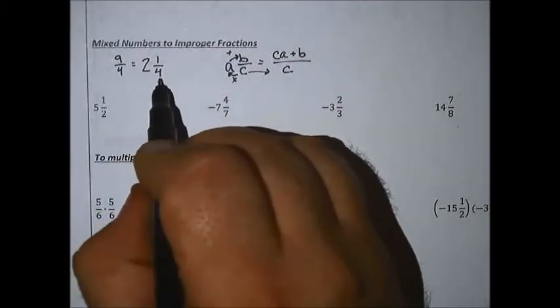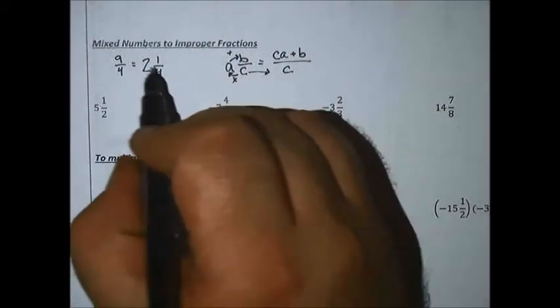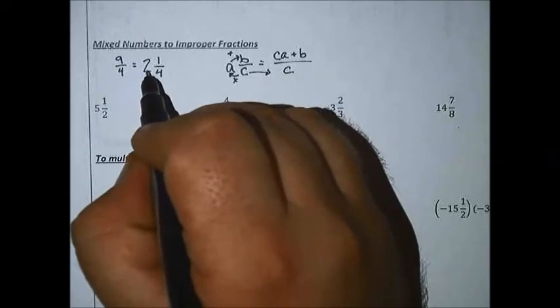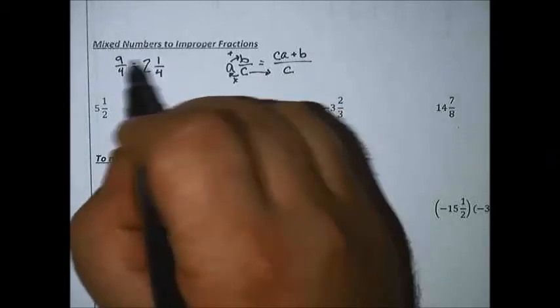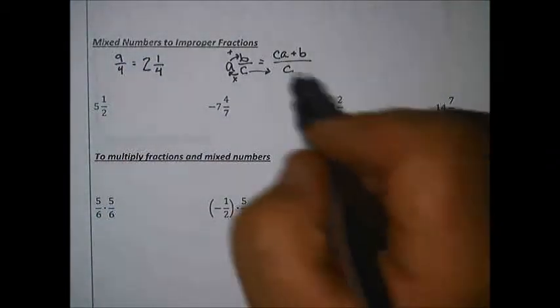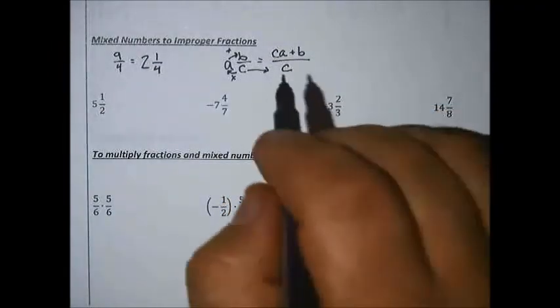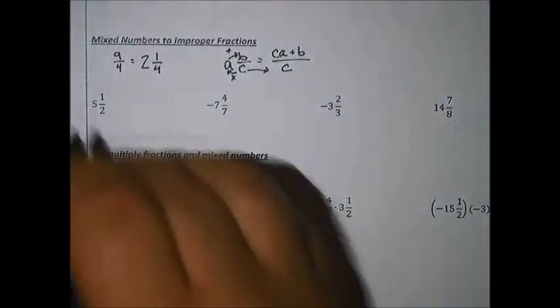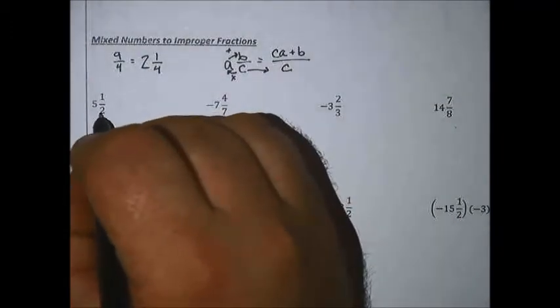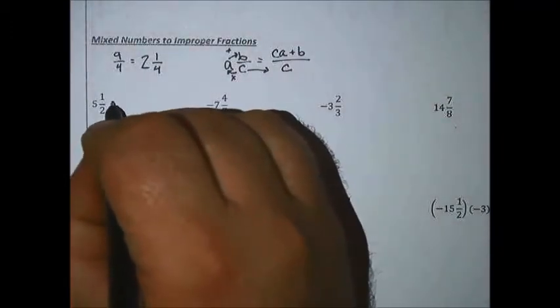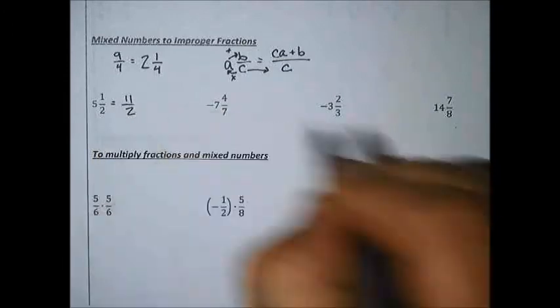Notice over here the fourth didn't change, but let's look at it. 4 times 2 is 8, plus 1 is 9. So it all works out. You don't have to write it this way. That'd be ridiculous. Just do it. Just kind of go in that clockwise direction. Let's try it here. 2 times 5 is 10, plus 1 is 11. So we have 11 halves.